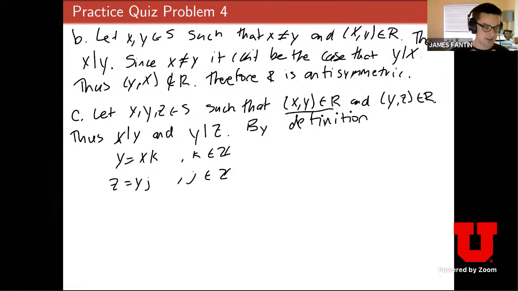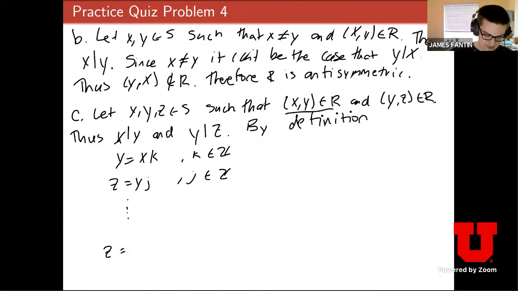And then somehow we need to conclude that x, z is in the relation, so we need z to be some integer times x. So how can we show that? We want z equal to x times some m. That's what we want to conclude. If we know this, then we know that x divides z, so x comma z is in the relation.